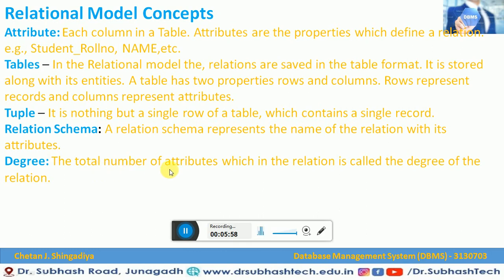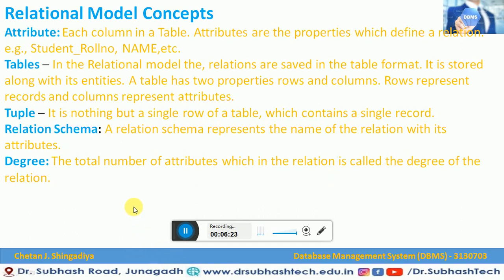What is degree? The total number of attributes in the relation is called the degree of relation. Here we would like to see what that is. Degree means it is some kind of value. Now what is that degree? The total number of attributes. The number of attributes that are there in a relation, or we can say in a table, is called the degree of relation.